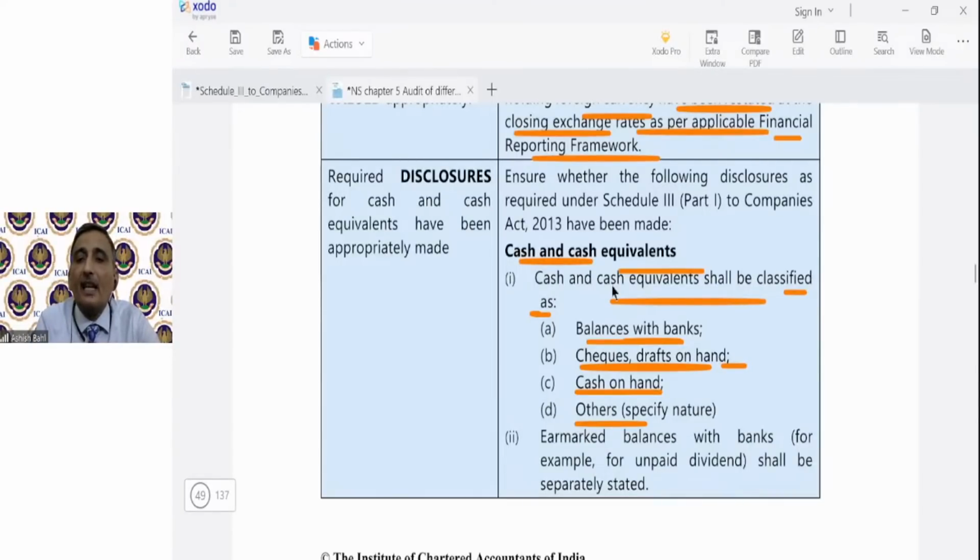Earmarked balances. With banks, the company may have some account which has been earmarked for a special purpose. Earmarked accounts are those accounts the balance in which can't be used for any other purpose except the purpose specified, like for paying unpaid dividend. So earmarked balances with banks have to be disclosed separately. This is again a Schedule 3 requirement in the context of companies.